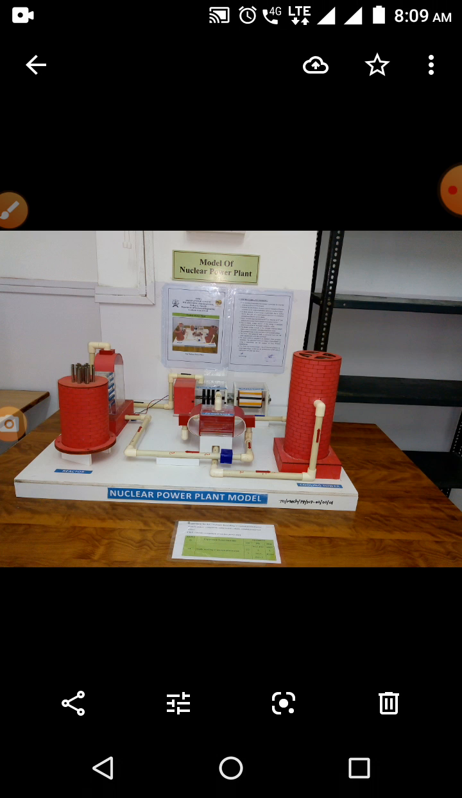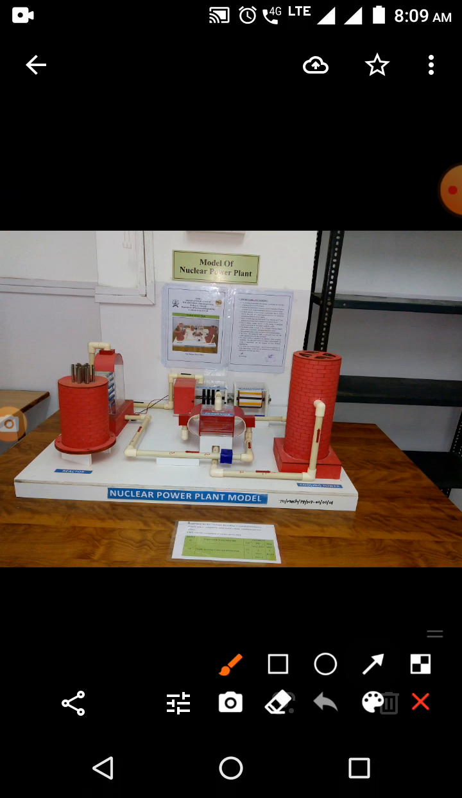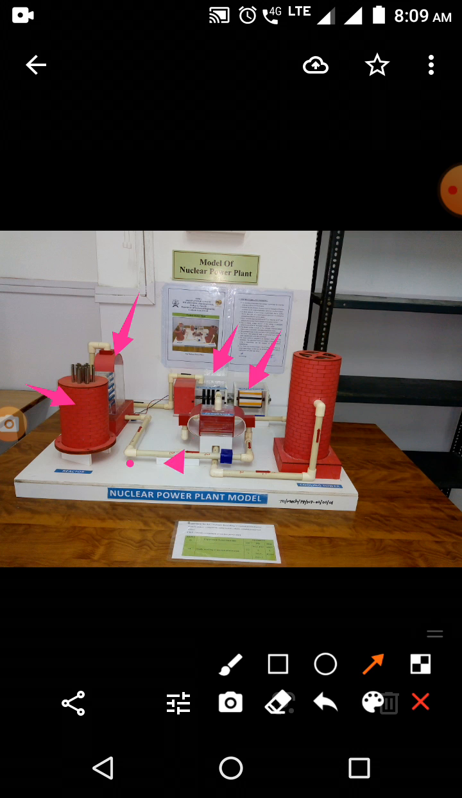So let's see some of the basic components of a nuclear power plant. This is the nuclear reactor, this is the heat exchanger, this is the steam turbine, this is the generator, this is the condenser, and this is the cooling tower. These are some basic components of a nuclear power plant.